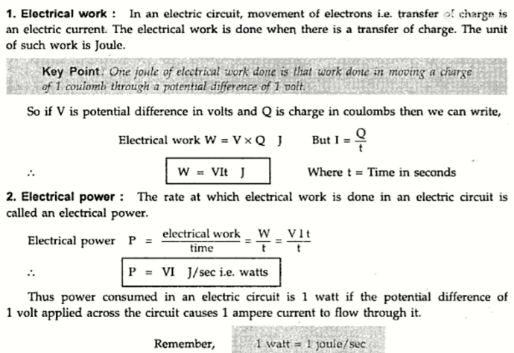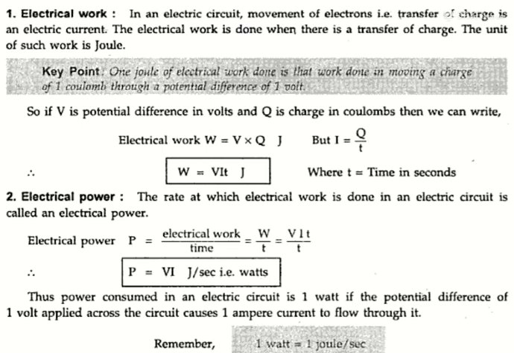So if V is the potential difference, we measure the potential difference in volts. So V is the potential difference in volt and Q is the charge in coulomb. Then we can write a formula for the electrical work, expressed by a capital letter W, which is equal to V into Q with unit joule.